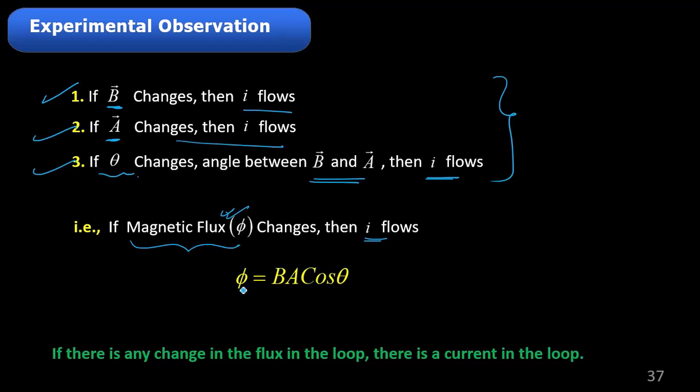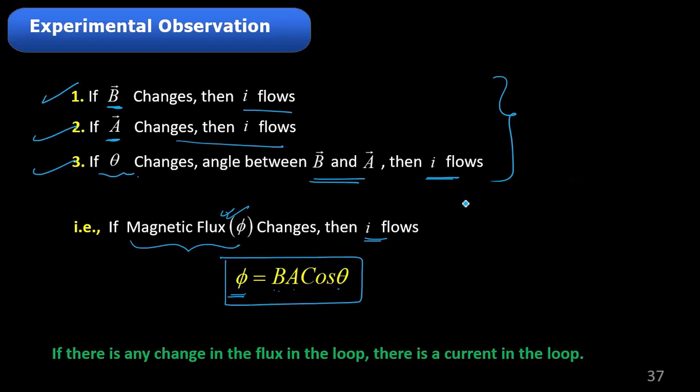The flux is a physical quantity, phi, which is equal to B times A times cos theta. Okay, magnetic field into area into cos of theta. What is theta? Theta is the angle between the B vector and the A vector. So first of all, I have to understand what is phi. So phi is a physical quantity which can be measured by this formula, that is B times A times cos theta.